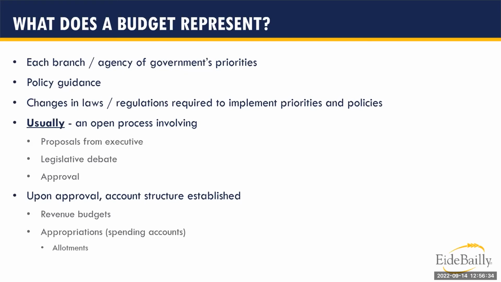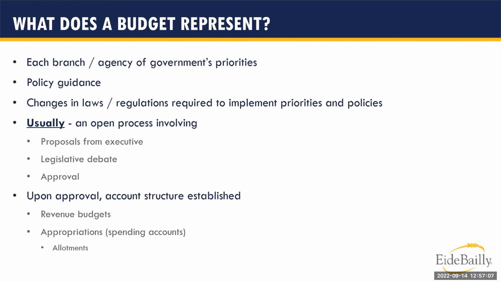The budget development process may or may not be open to the public. No matter what level of government, the process is almost always the same. The executive proposes the budget, the legislative body debates it, and the legislative body approves it and sends it back to the executive. And then you have the process where you could have a veto or not. And once the budget's approved, the government administrators establish appropriate revenue budgets and appropriations. In most modern accounting systems, they can record all these details.